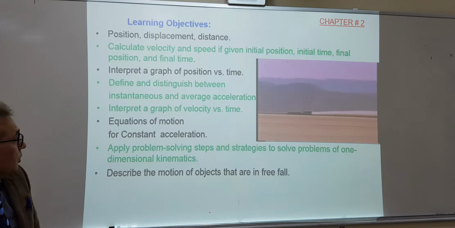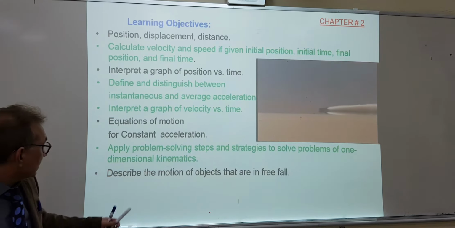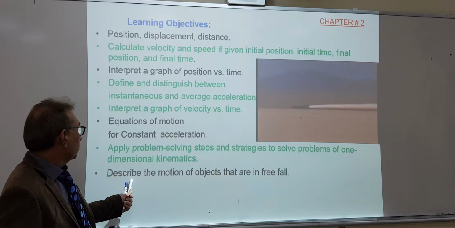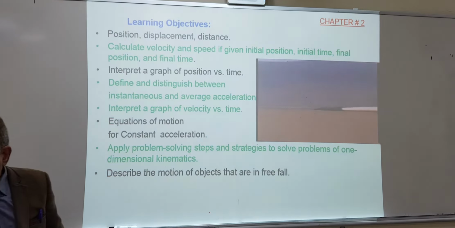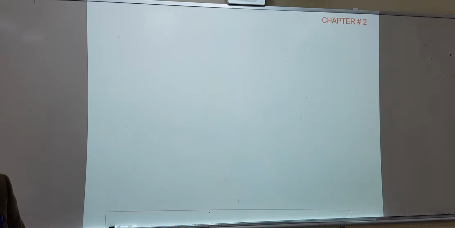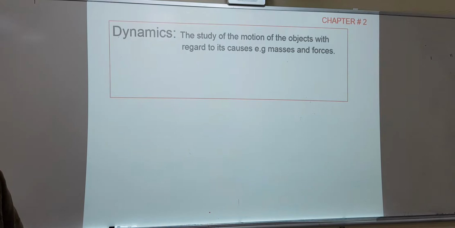methods, how to solve the motion problems of different objects. And then we will be using the same equation of motion with a little change for the vertical motion. This is the free fall motion we will be explaining in detail. And then we will calculate the position and velocity of the objects in free fall motion.